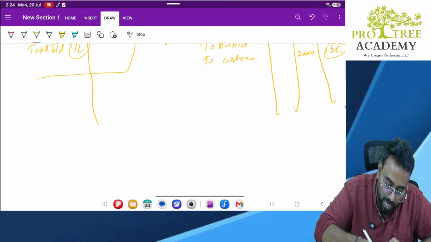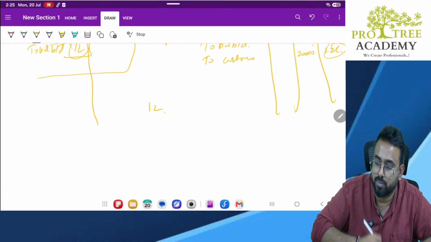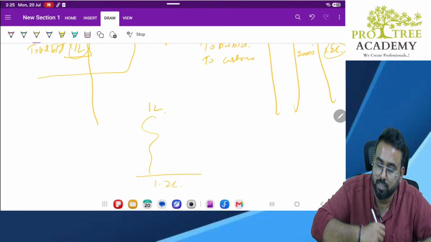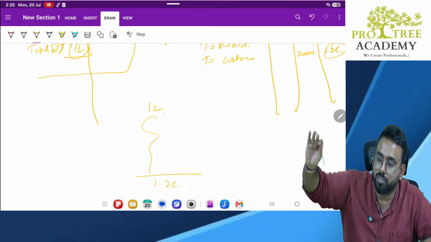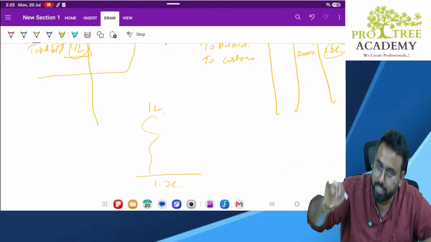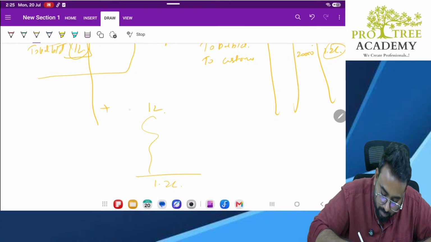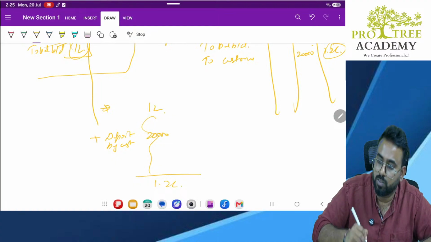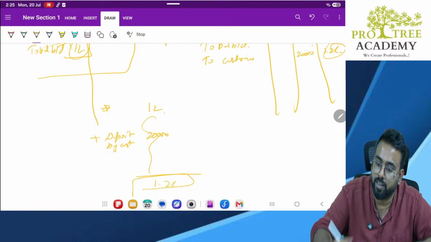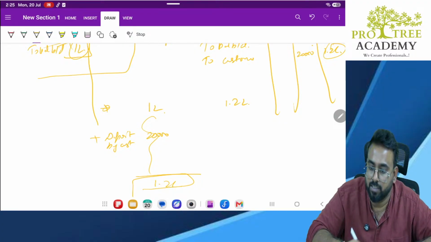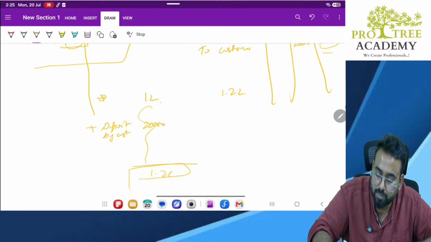So if you start from this 1 lakh, this is 1 lakh. Now the bank balance is 1.2 lakh. There is a difference. What is that difference? Sir, 20,000 has been deposited in the bank account which is not recorded in our books. So shall we record it? Yes. Add deposit by customer 20,000. So that will become 1.2 lakh. Reconciled.